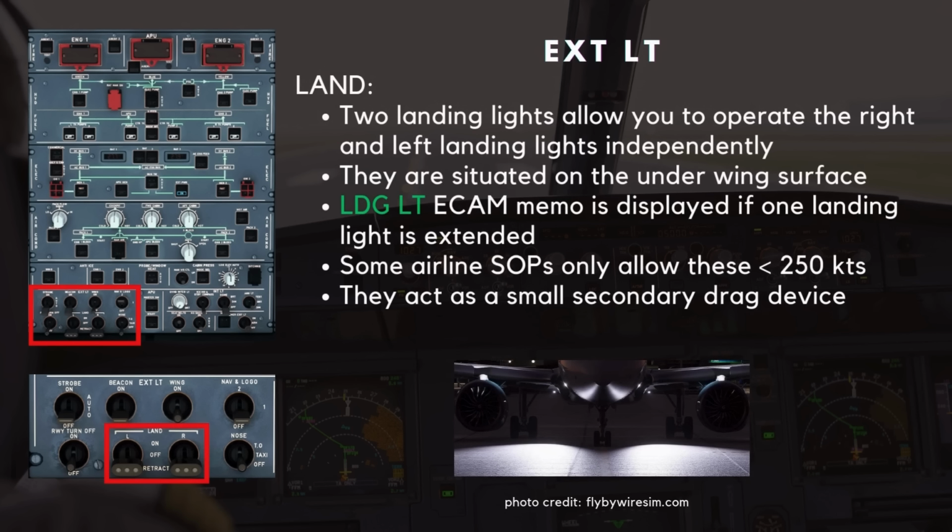The 2 landing light switches allow you to operate the right and left landing lights independently. They are situated on the underwing surface. The LDG-LT ECAM memo is displayed in green if one landing light is extended. Some airline SOPs only allow these to be extended below 250 knots. This is because they protrude outwards from the wing and act as a small secondary drag device for the aircraft.